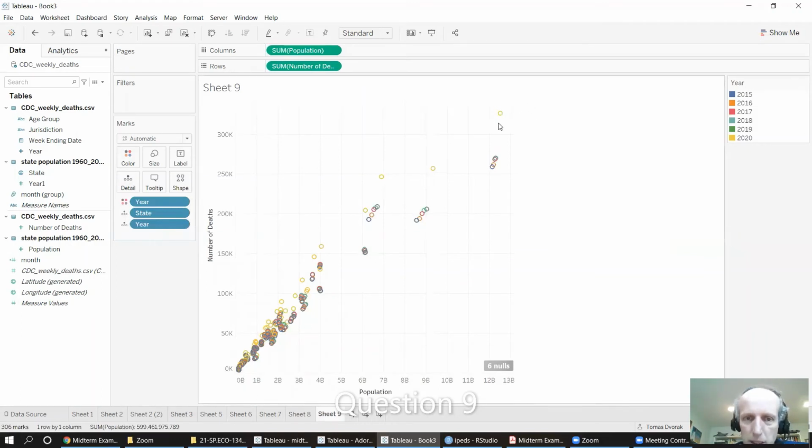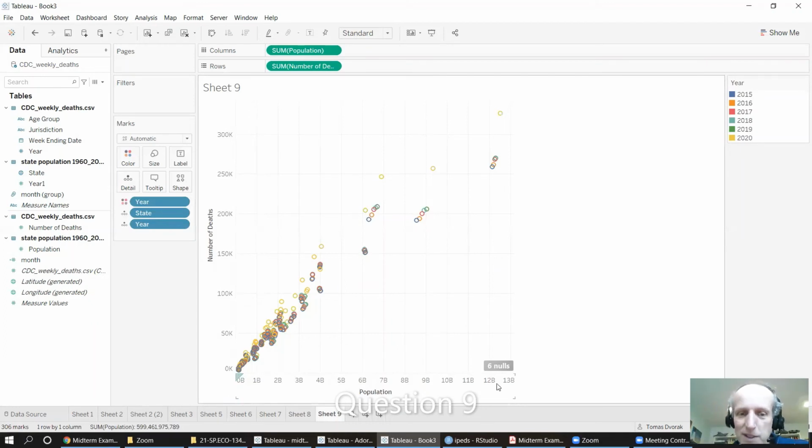Clearly there's a positive relationship between population and the number of deaths. Notice the axis on the population. What we're plotting here is actually a sum of population, summed across 52 weeks and across different age categories. For each state and year, we have only one population number that's repeated 52 times for each age category. So it's 52 times 6 age categories, a lot of times.